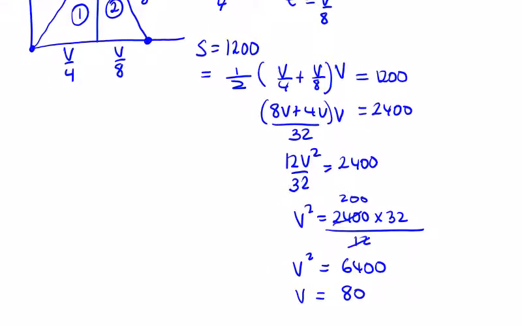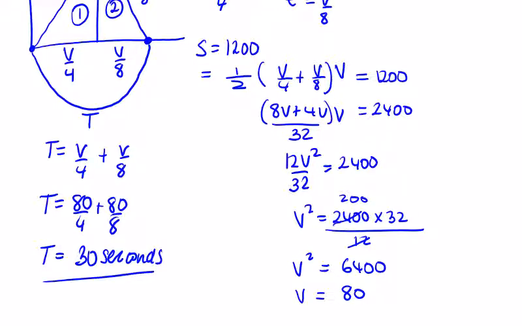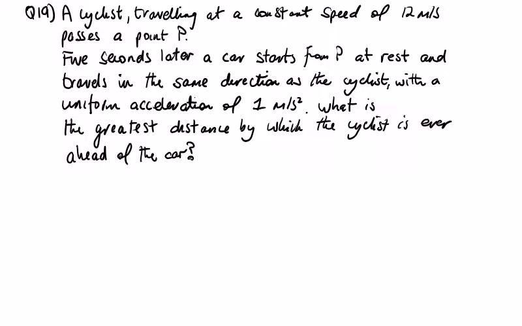So the shortest time is here. Time is equal to v over 4 plus v over 8. So time is going to be 80 over 4 plus 80 over 8, which is 20 plus 10, 30 seconds. That's that question complete. Question 19.